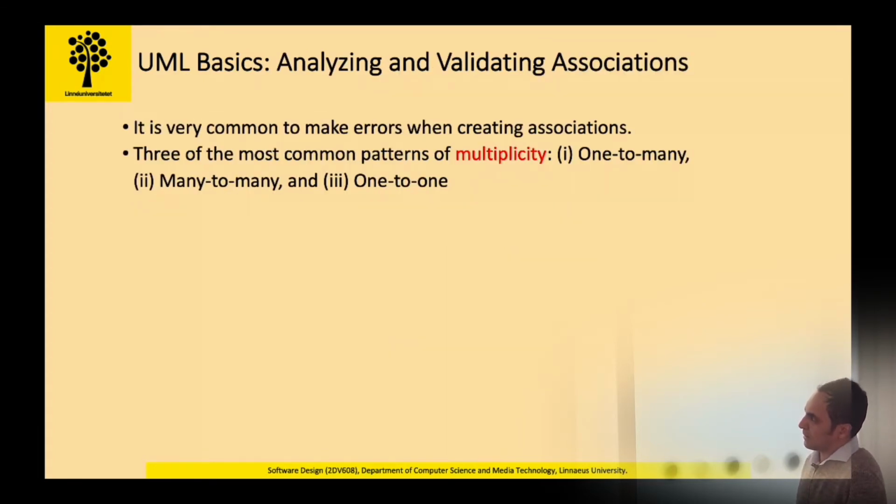Then analyzing. As I also mentioned, there are mainly three kinds of associations: one-to-many, many-to-many, and one-to-one. And as you can see, the order is one-to-many, many-to-many, and one-to-one, because one-to-many or many-to-one is the most common association. And then of course we have many-to-many, but one-to-one is rarely used, and it should not be used if possible at all. And I forgot to mention that it's very common to make errors when creating associations.